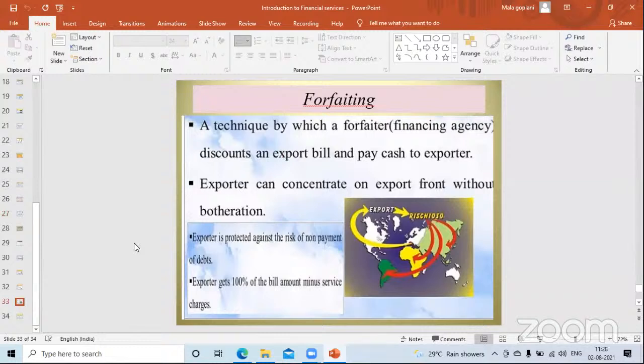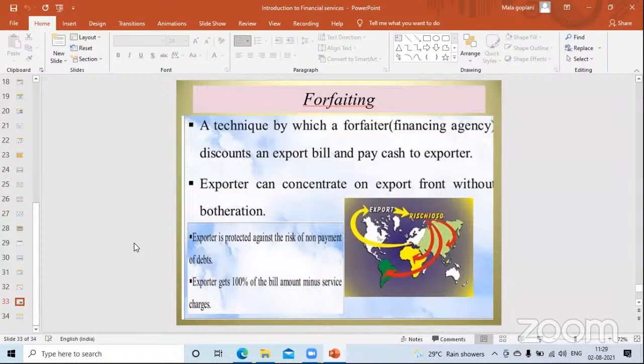All three parties are in India. But when I talk about forfeiting, the forfeiter is a financial agency which discounts an export bill. Now, suppose I am selling my products to a company which is based in the US. What does the bill show? The bill shows that you have sold such a worth of goods to the company based in the US, this is the advance money received, and this is the balance money yet to be received. That is what is written in the bill. Okay. So what will I do?